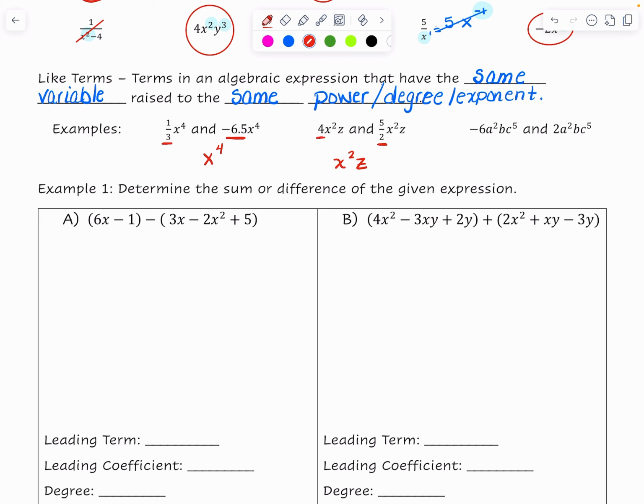All right, this last one here is a squared times b times c to the 5th is what they both have in common. Now, whether they were asking us to add or subtract, we would add or subtract the coefficients. Okay? So again, that coefficient is that number in front of the variables. It tells me how many copies of that group that I have.